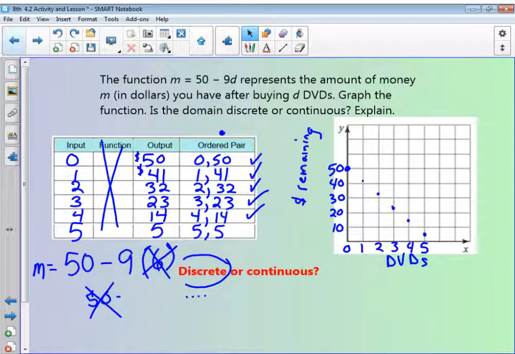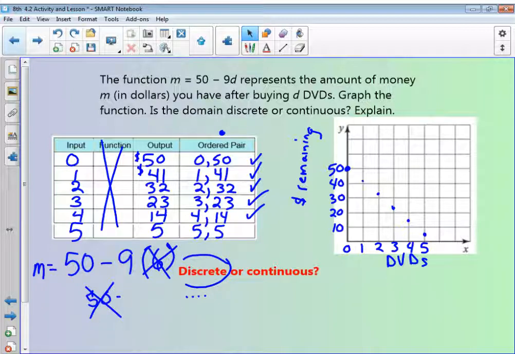okay, discrete domains, you can only have exactly the number stated. You cannot buy a part of something. So in this situation, we were talking about DVDs. We could not buy half of a DVD. Okay, so for discrete, you're going to use dots. Discrete, dots; continuous, lines. Okay, so that's pretty much it for this lesson.